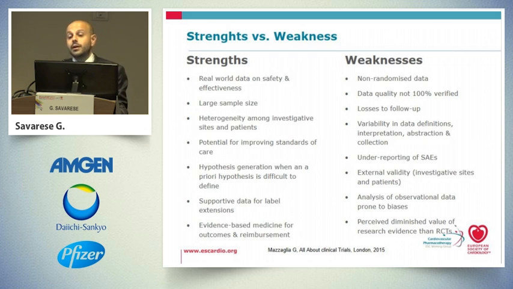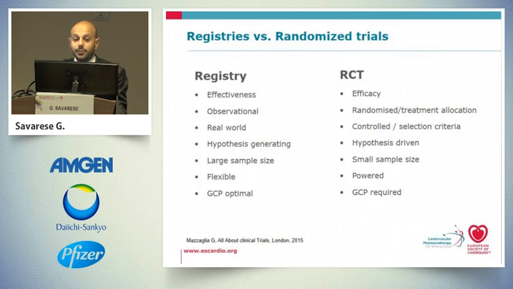The weaknesses actually are they are not randomized clinical trials, so there is space for confounders. There can be losses to follow up. There can be variability in data definition, outcome definition, and variables definition. There can be under-reporting of side effects. They are subject to limited external validity. There could be biases, and people perceive observational studies as having a lower value as compared with randomized clinical trials.